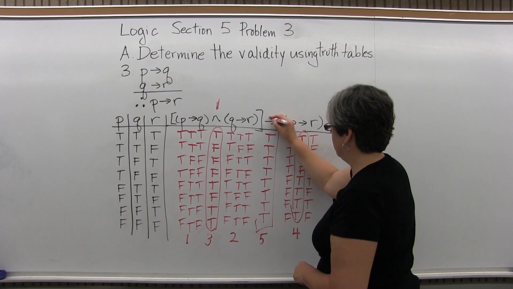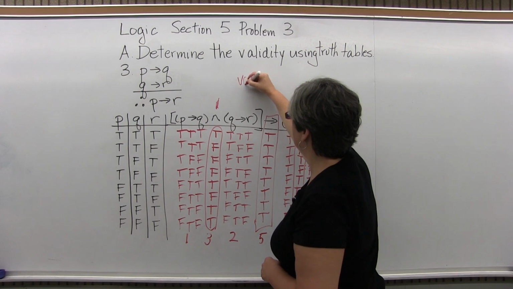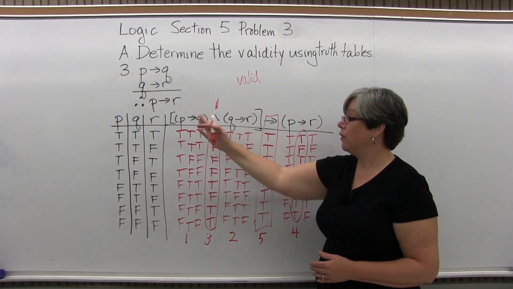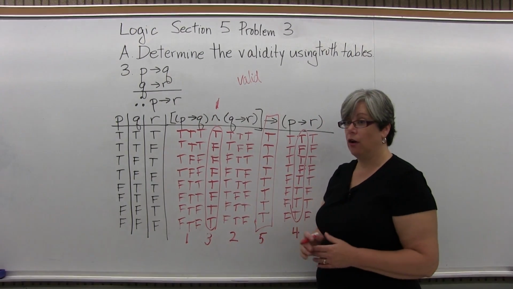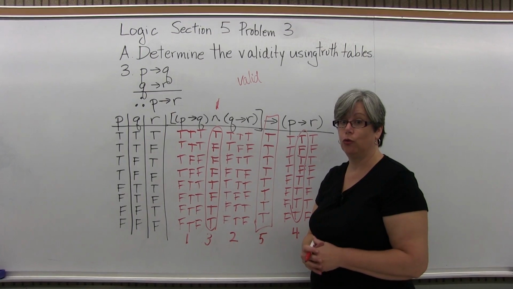So our final column, number 5, is all true. So this is valid. And we know that P implies Q and Q implies R. Therefore, P implies R is the law of the syllogism, which is a true statement.